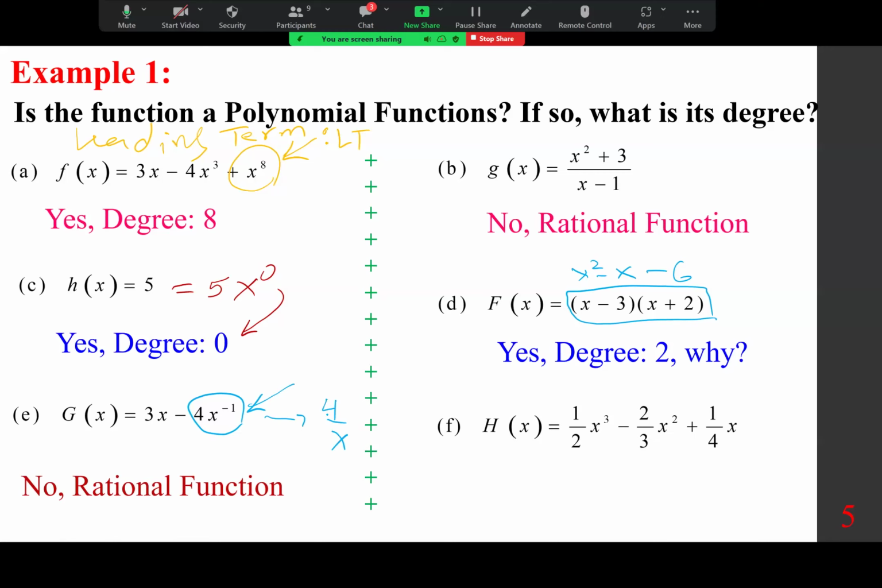And the last one, part F, this is your leading term. Again, let's go with LT, leading term, and the degree is 3. Degree 3.